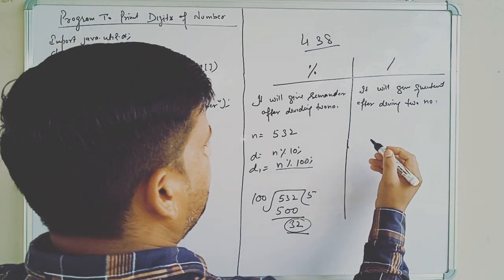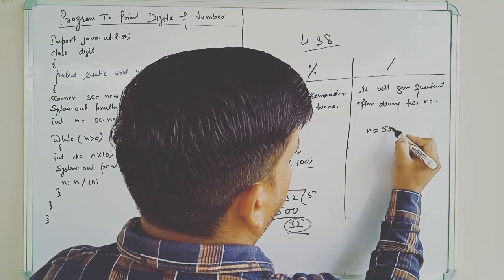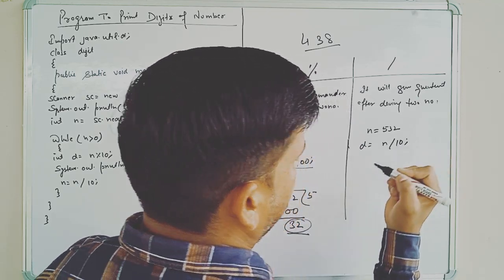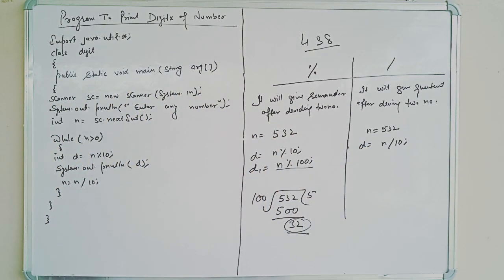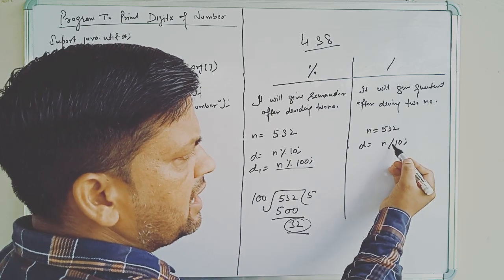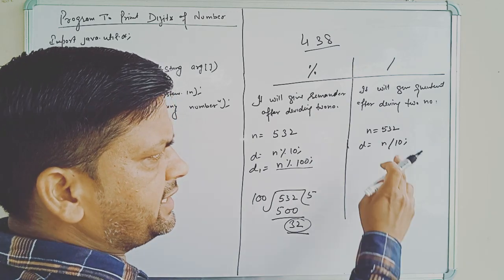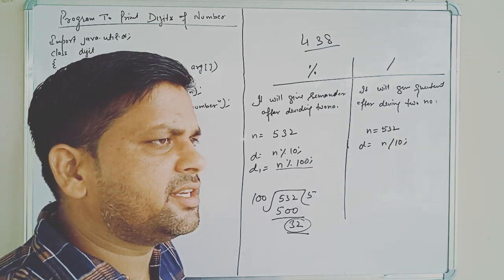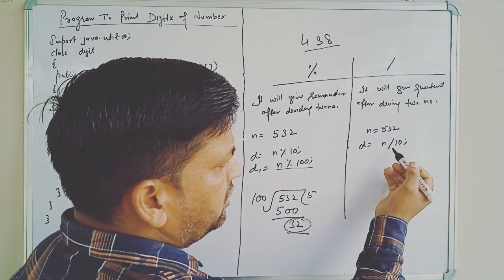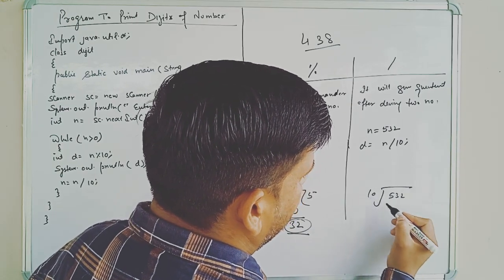Now in the same way, understand the division operator. n equal to 532 and d is equal to n divided by 10. So here what will happen? The quotient will be stored. Division will give you the quotient. So in other words, it will delete the last digit. It will remove the last digit. You can see practically also, 532 divided by 10.